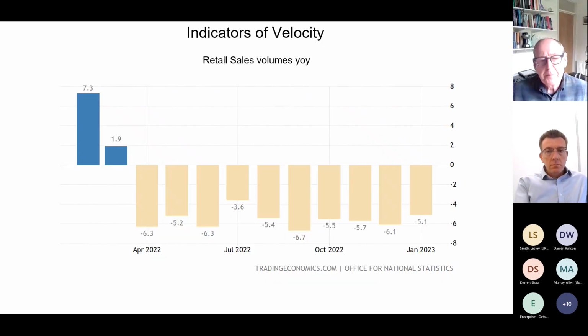This just shows you what happened when those energy bill numbers came out last year. In the first quarter of last year, in January 2022, retail sales were up 10%. Never been seen before. This is volume, by the way, not value. And in February, they were up 7.3. In March, they were up 1.9. But by April, the energy bill scare was across the media. And there you see the impact. Retail sales volumes falling in every single month. Next slide.